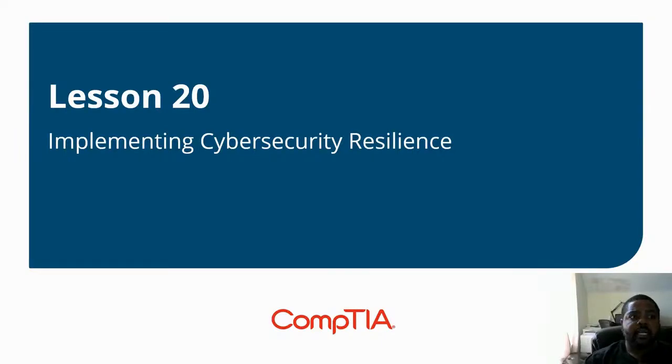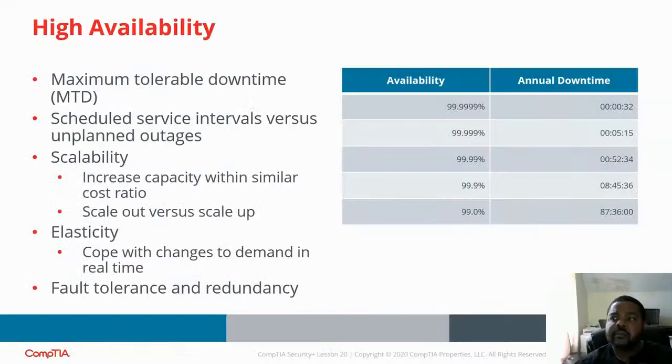So let's look at lesson 20, implementing cybersecurity resilience. Having good reliability or availability is very important for a company when you're doing a lot of business online. Having your servers available at any given time to your customers around the world could be a main factor for a lot of these companies.